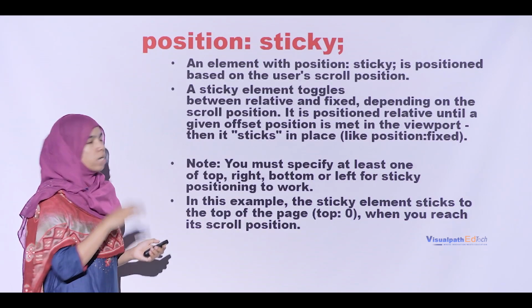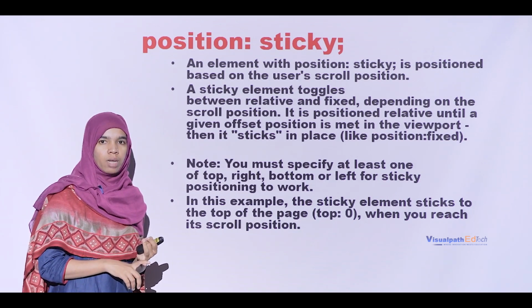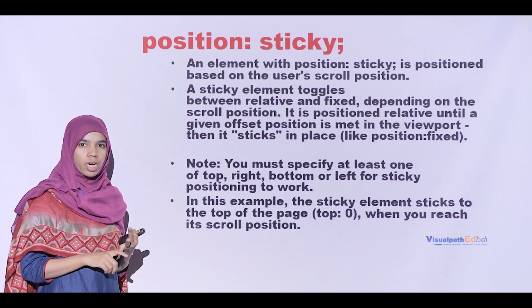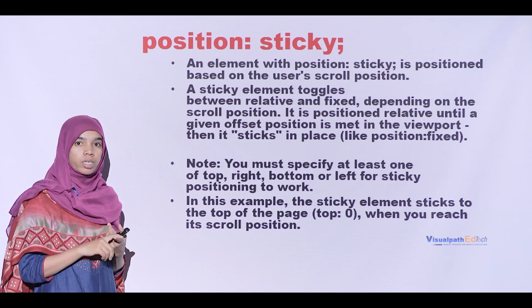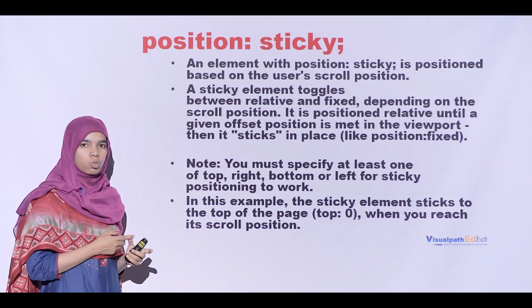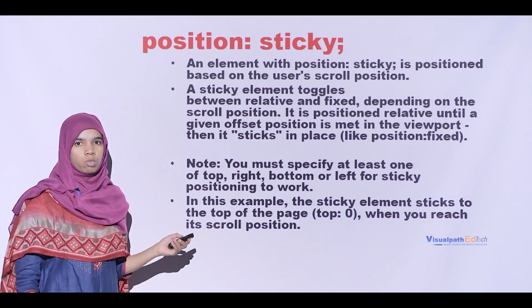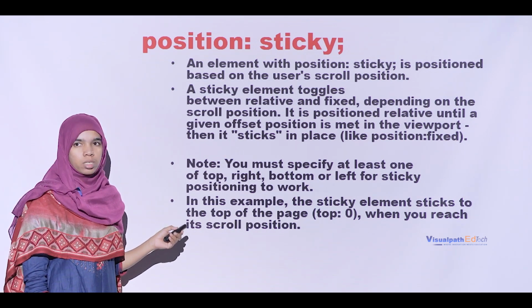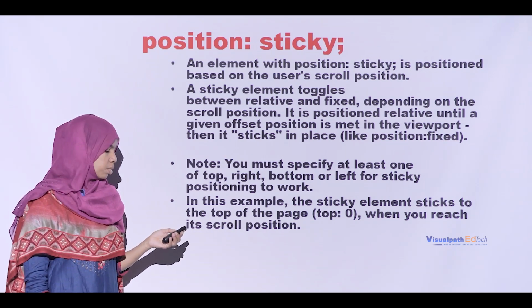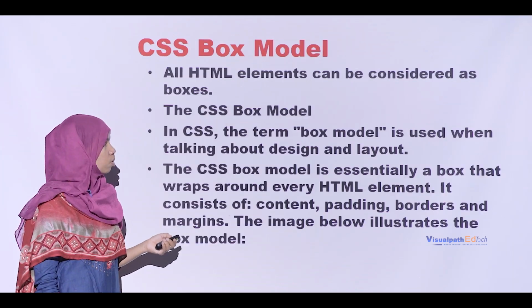So that was about the positioning of the elements, either static, relative, absolute, fixed, and the sticky one we have seen so far. You have seen even the execution of the examples, each one of them, for clarity. Now we are moving on to the box model.